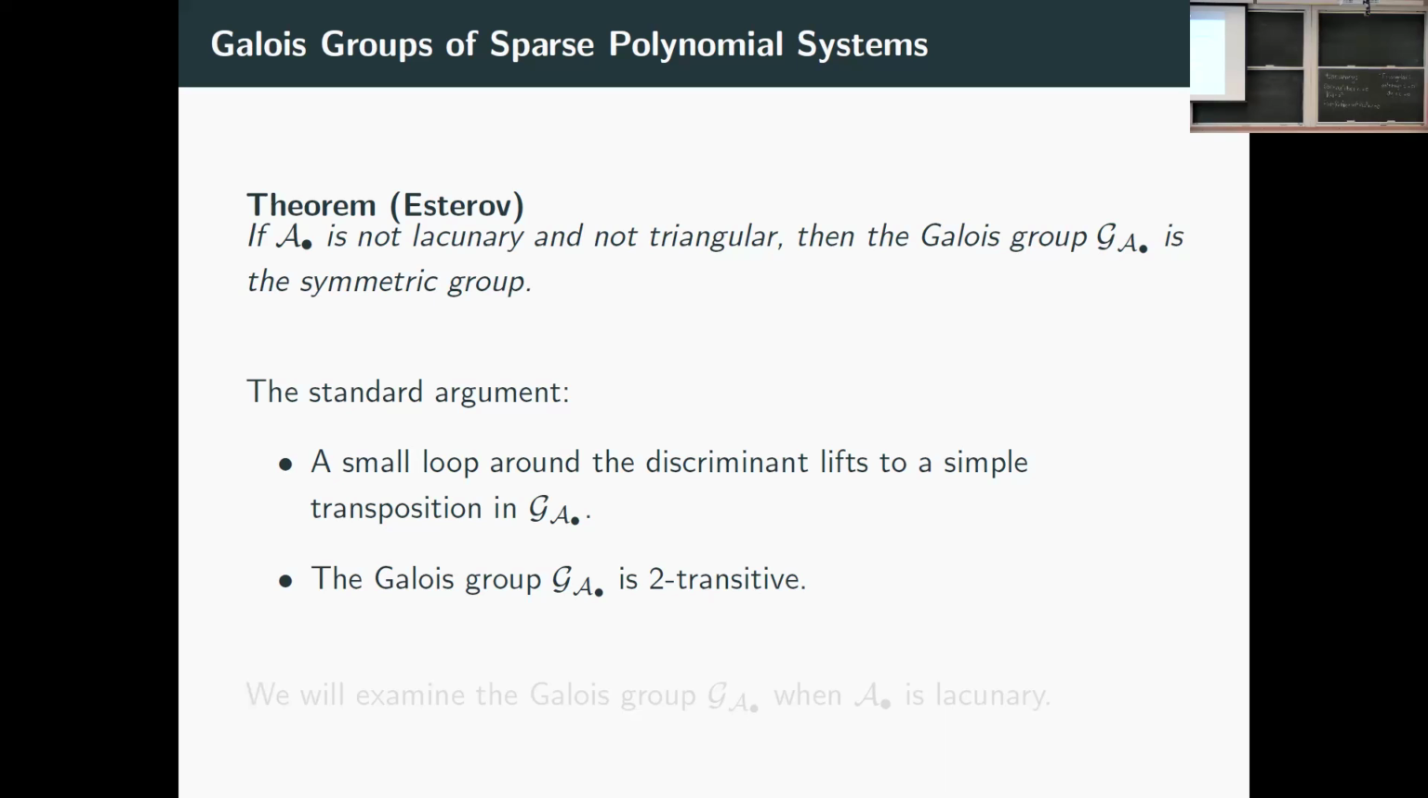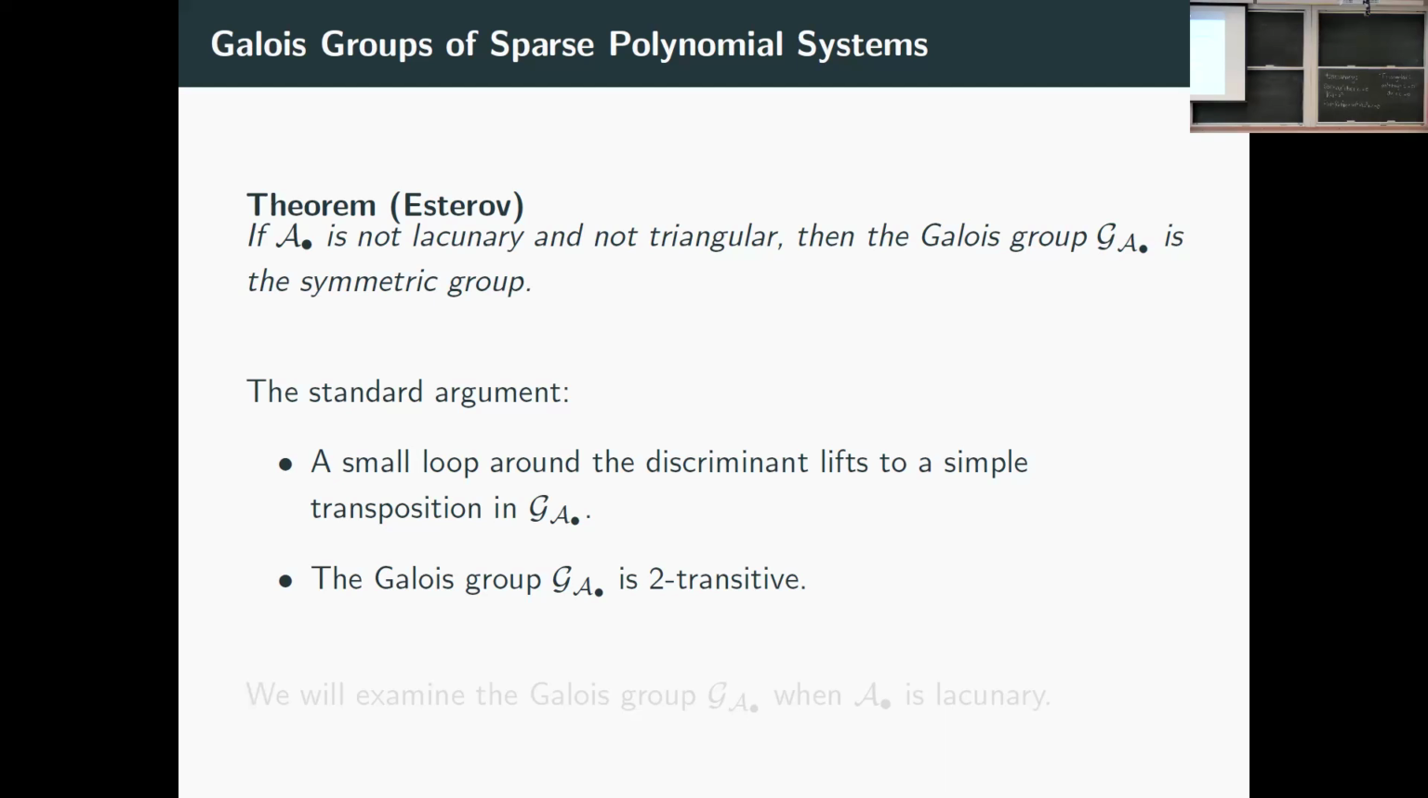So the first step of this argument is to look at a small loop that you take around the discriminant locus. So you're looking at where 2 points have come together. And if you slightly perturb that system, that singular point that you hope has multiplicity 2 is now split into 2 points. And if you take a small loop around the discriminant, then these 2 points should just transpose one another.